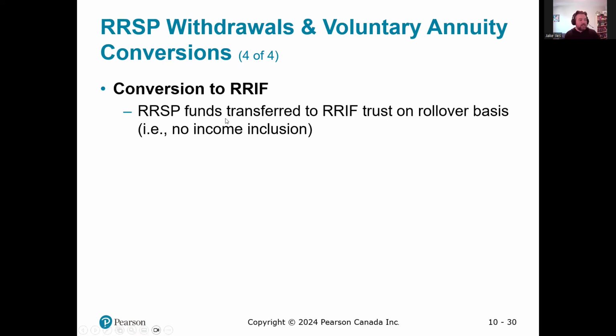But when an RSP gets transferred to the RIF, it rolls over, which means there's no income inclusion. It's just changing the account type from an RSP into a RIF account. It's called a retirement income fund. So unlike an RSP, you can't add money to a RIF through deposits. You don't get deductions from it. The RIF is mostly about we are now going to be paying out the pension account.